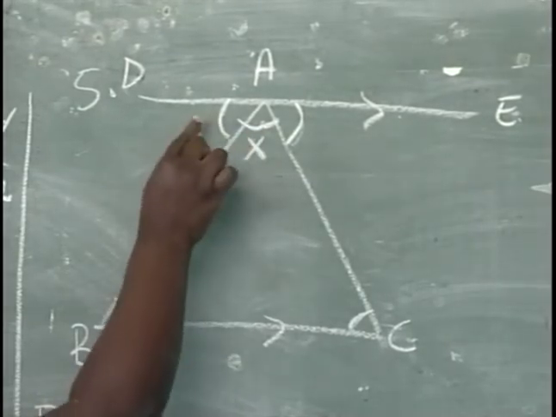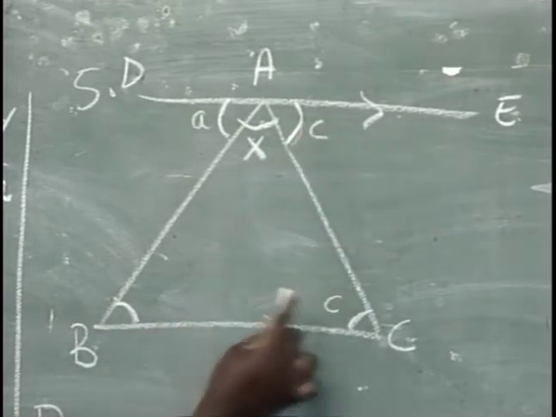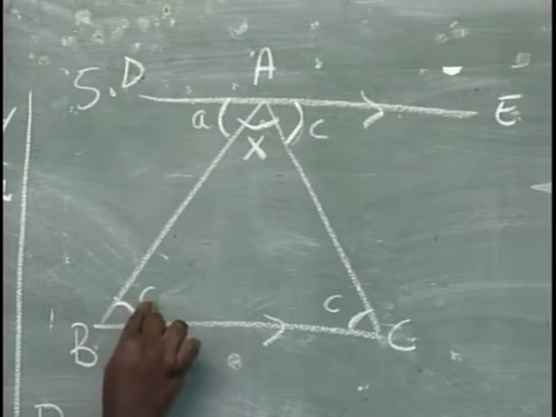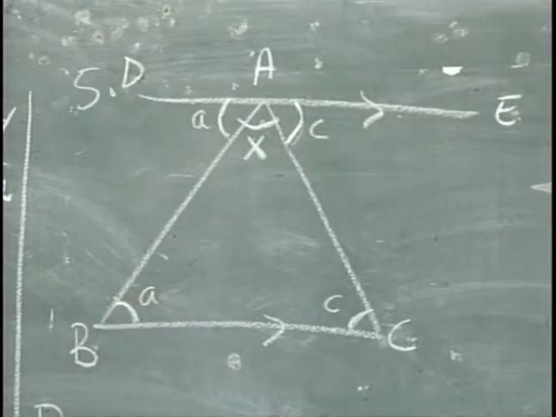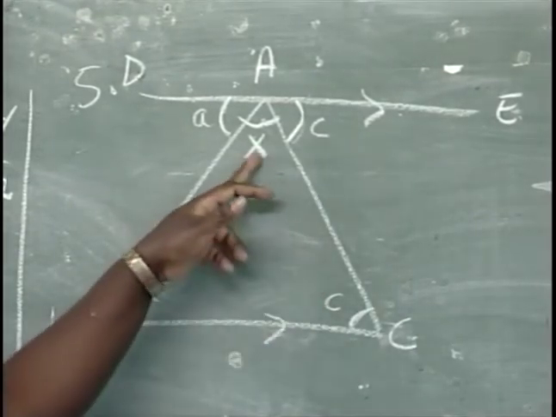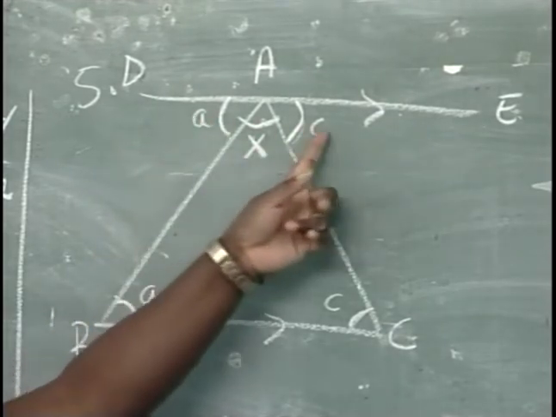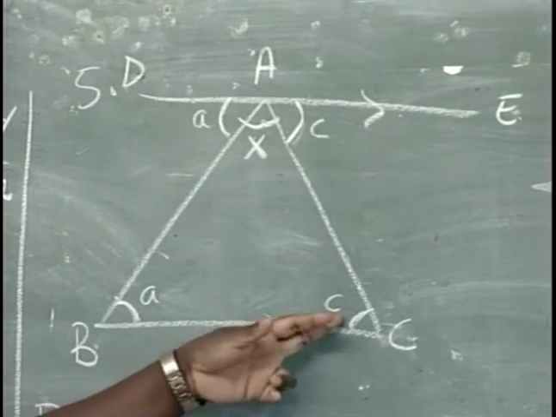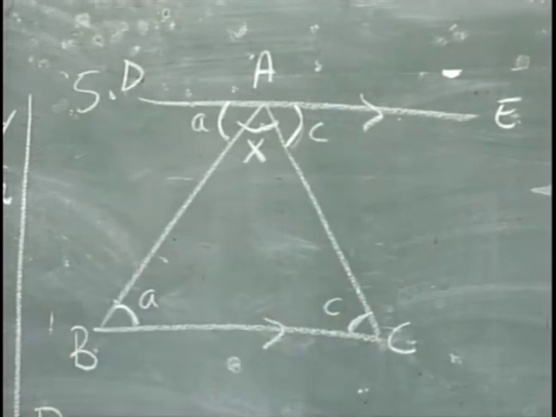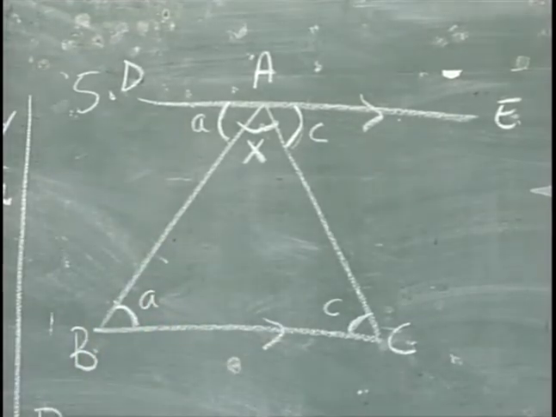Okay, let's say if I call this A, C, this one is C, and A. If A plus X plus C is equal to 180, then A plus C plus X is also equal to 180 degrees because these two are the same as these two. All right, this is actually the proof of why the angle sum in a triangle is equal to 180 degrees.